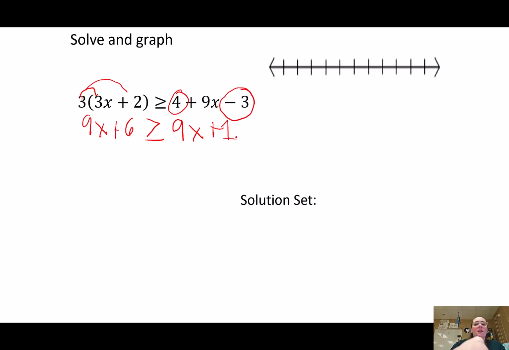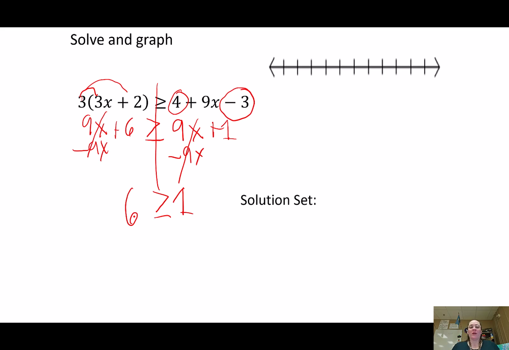So again, from here, we're going to pick that variable we want to move. Again, it does not matter, so I'm going to subtract 9x. 9x minus 9x cancels out, right? And I'm left with 1 there. Again, same on the left side, it cancels out, and I'm left with 6. So now I have to look at this statement. Is 6 greater than or equal to 1? Yes, that is true, right?